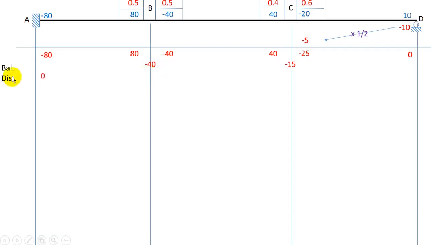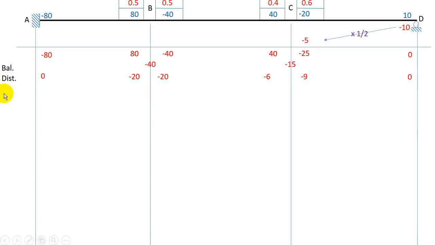How much part of this is contributed by BA and BC would be given by my distribution factors. So the next step is distribution. Here it is 0, because there is nothing to be balanced here, and it doesn't even have a distribution factor, so we just write 0 here. But here I can multiply this minus 40 by 0.5. I'll get minus 20 and minus 20. Again, when we come here, I'll multiply minus 15 by 0.4. I'll get minus 6, and minus 15 into 0.6 is minus 9. And here it will be 0 because we don't have to touch this joint anymore.